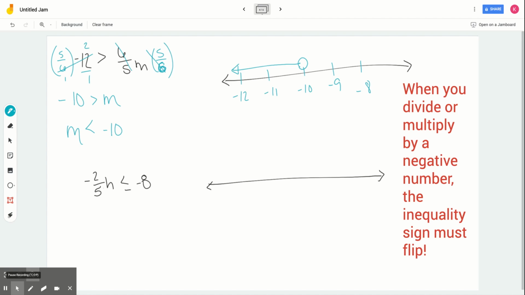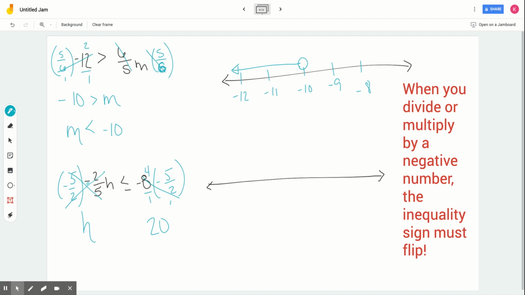At this point, you should have finished the second problem. -2/5 times h, the opposite is to divide. So since we can't divide by a fraction, we multiply by the reciprocal. The reciprocal of -2/5 is -5/2. This side will cancel and we're left with h. Negative times a negative is a positive, and we can cross cancel to make this easier. 4 times 5 is 20, and 1 times 1 is 1, so we have a whole number of 20.